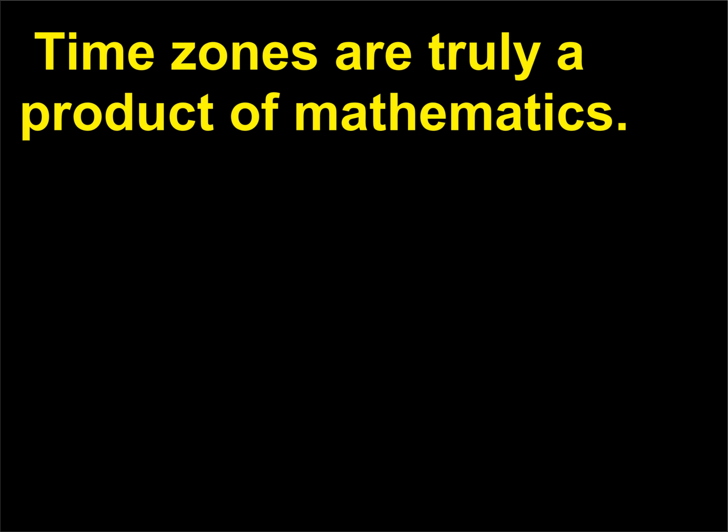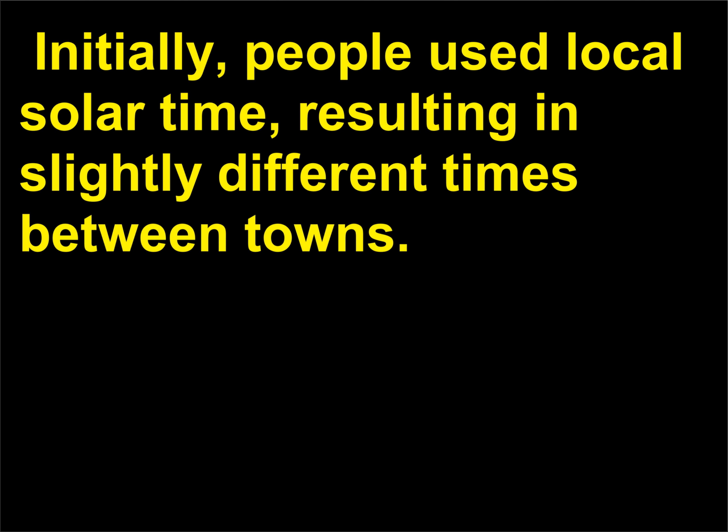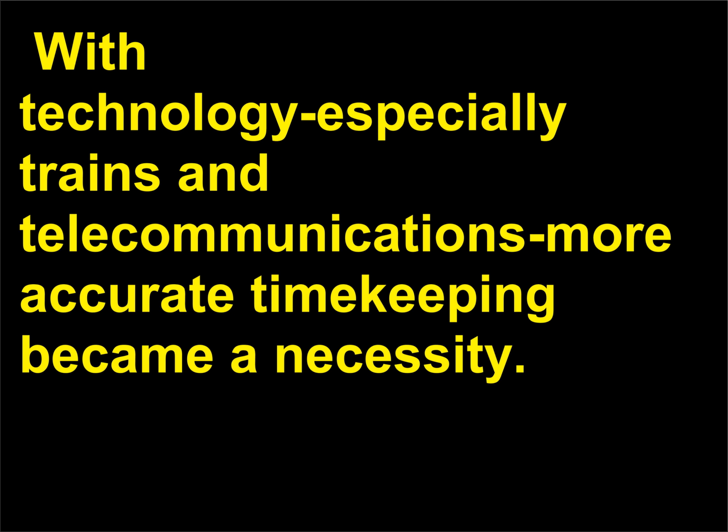Time zones are truly a product of mathematics. Initially, people used local solar time, resulting in slightly different times between towns. With technology, especially trains and telecommunications, more accurate timekeeping became a necessity.